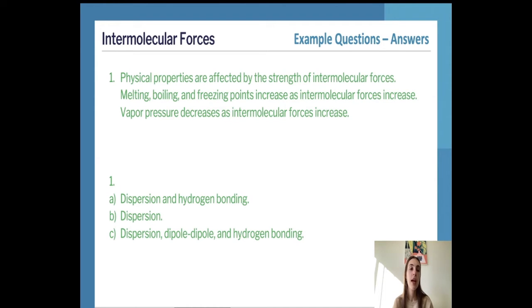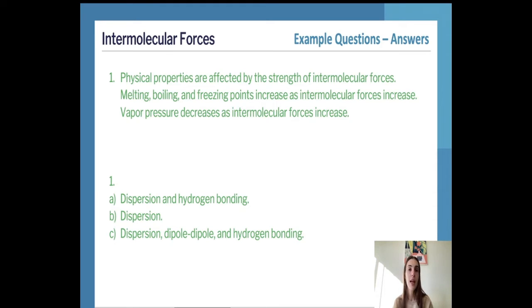NH3 has dispersion, dipole-dipole, and hydrogen bonding. This is because NH3 will display dispersion forces, as all molecules display dispersion forces. We know there's definitely hydrogen bonding because we have a nitrogen, which is a highly electronegative atom, bonded to hydrogen. And then we also know that we have a dipole-dipole interaction because we've got that lone pair at the top.